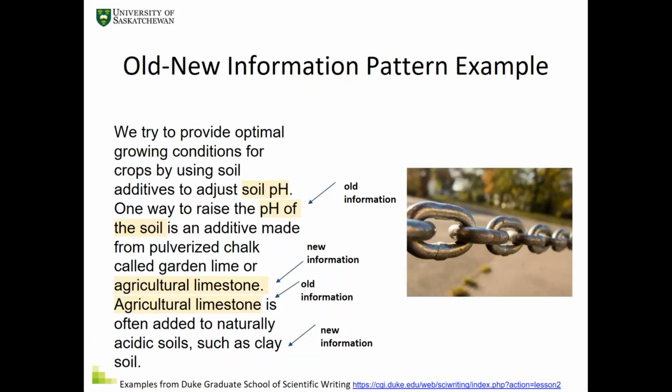So all you're doing with the repetition is connecting it to what you've just said so that the reader can follow along more easily. You've just moved that word, soil pH, a little closer to where you've mentioned it before. Then you introduce any new information, agricultural limestone in this case, at the end of the second sentence, and repeat it. Now it's old information at the beginning of the next sentence. And then you're going to talk about clay soil at the end of the third sentence, and you can guess what happens next if you continue to talk about clay soil.